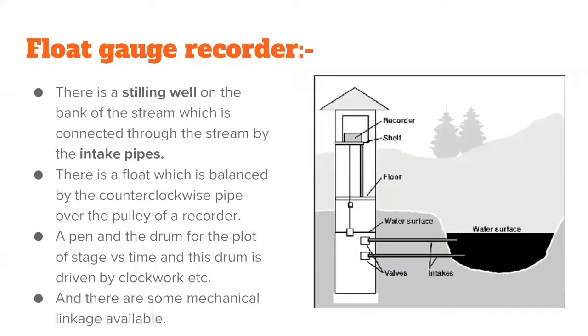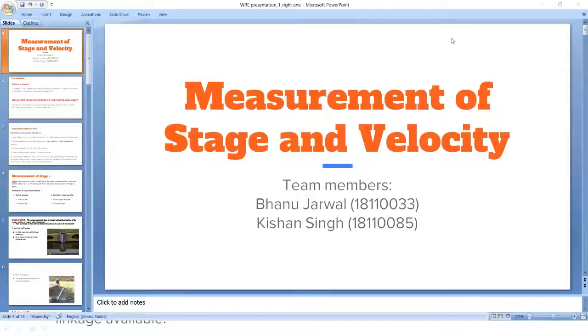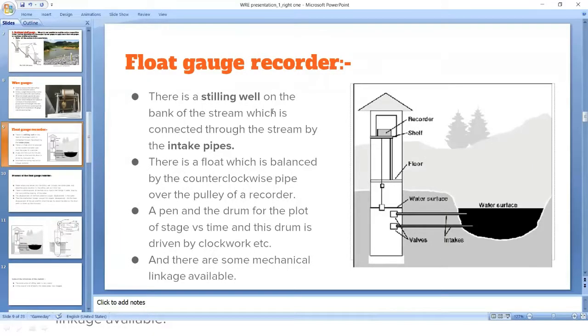Now the next one is the float gauge recorder. These are some of the components of the design of the gauge. There is a stilling well, and there are some intake pipes. This is the stilling well, and these are the intake pipes. There is a float which is balanced by a counterweight over the pulley of a recorder. This is the float, and there is a pen and a drum for the plot of the stage versus time, and this drum is driven by clockwork. These all components are in this recorder part, and there are also some mechanical linkages available.